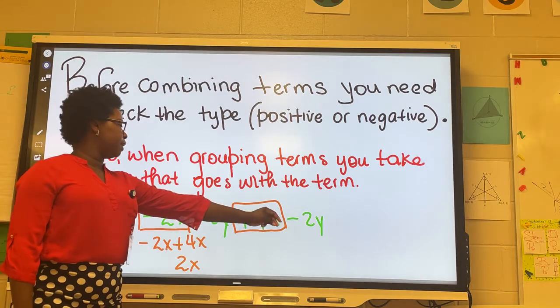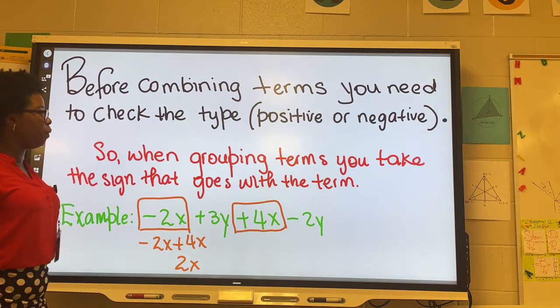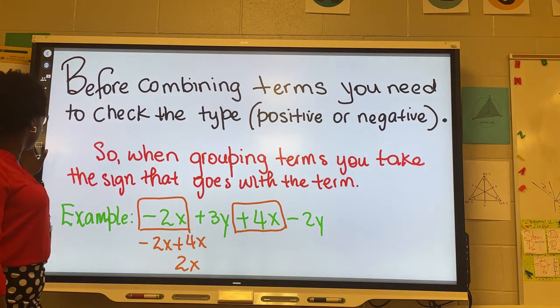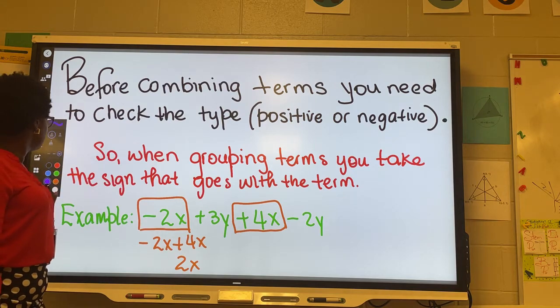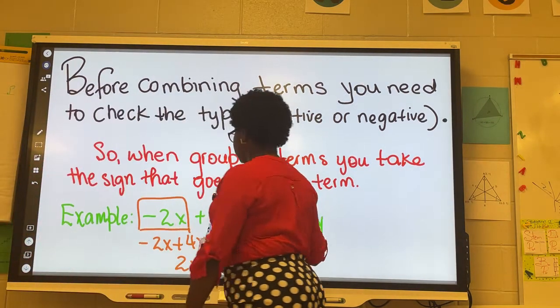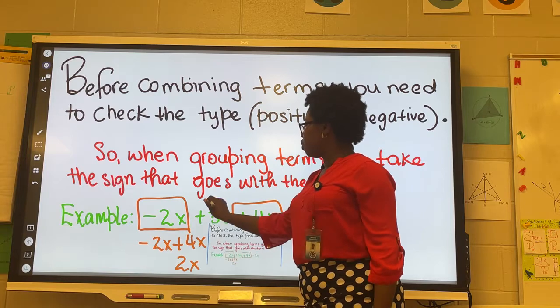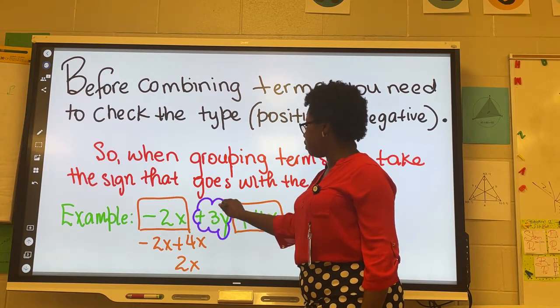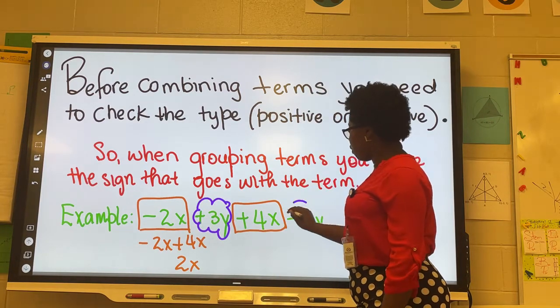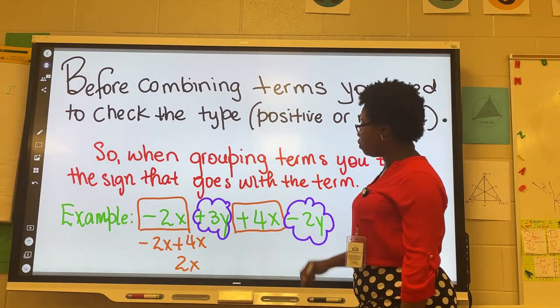Next we have positive 3y and negative 2y. Let me change the color a little to give some definition. Right here, we're going to be grouping this positive 3y with this negative 2y.